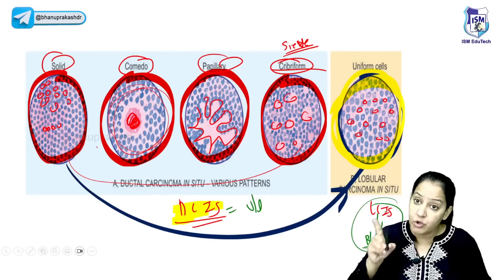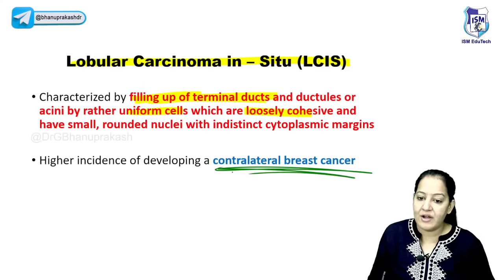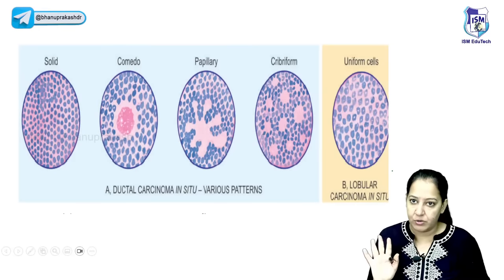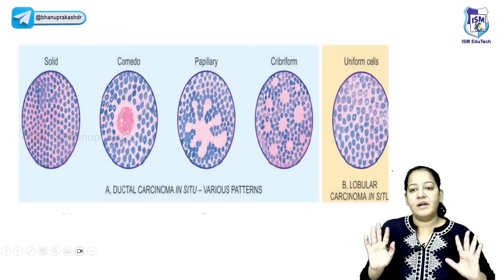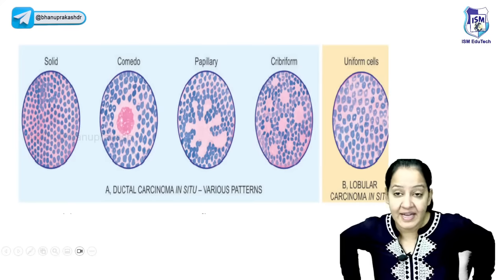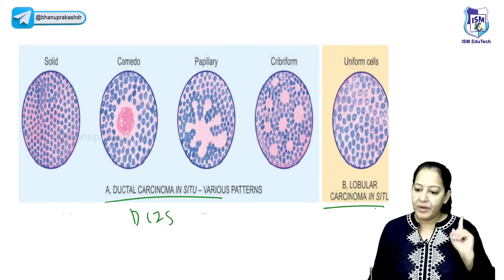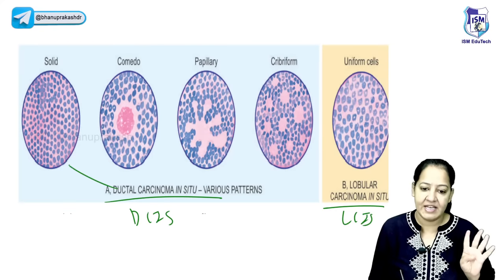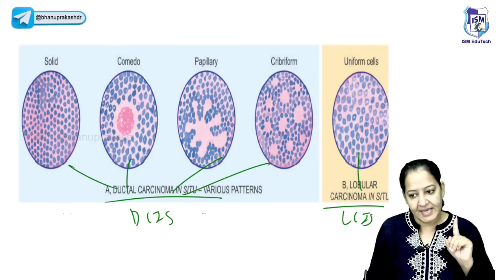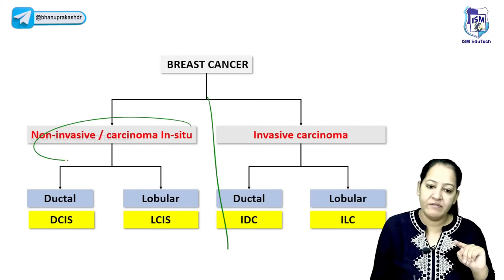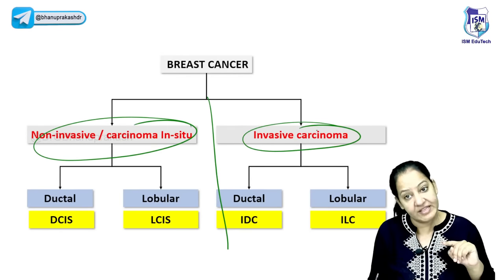How many of you got it? It's usually bilateral, so the contralateral breast you have to check. It's the rule. Whenever it is LCIS, it's a question and also an MCQ. So we are done with the non-invasive one, the in situ one. We are done with DCIS and with LCIS. DCIS has 4 patterns in front of you. LCIS has only 1 pattern. Non-invasive, in situ are done. Now coming to the invasive one.